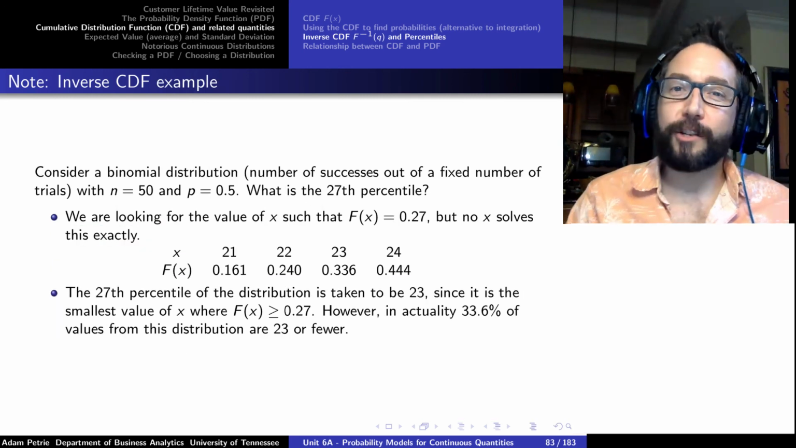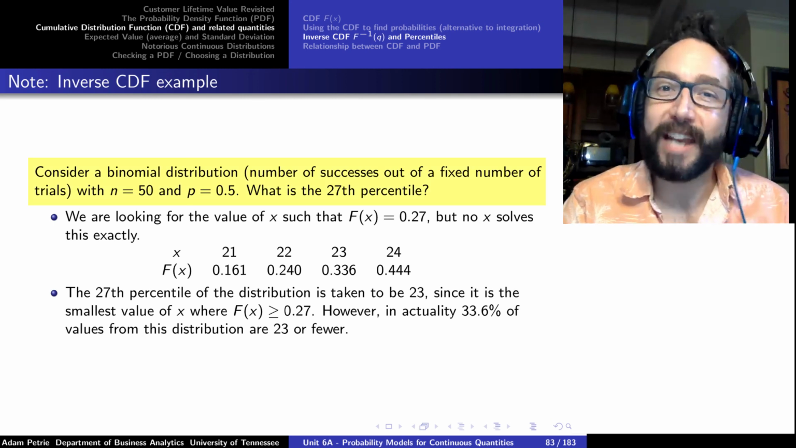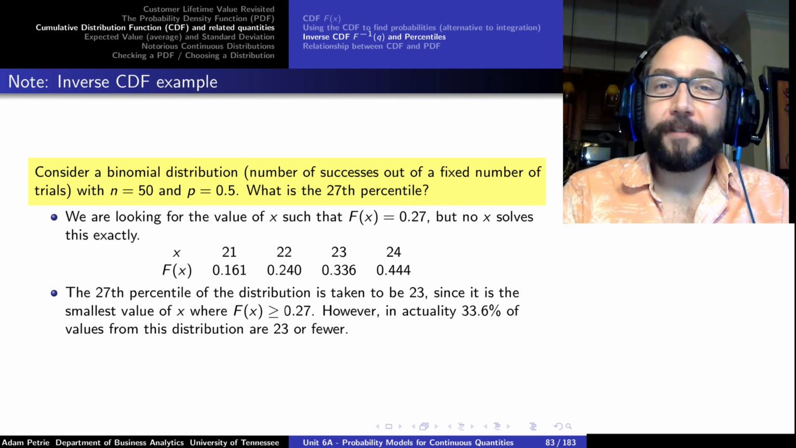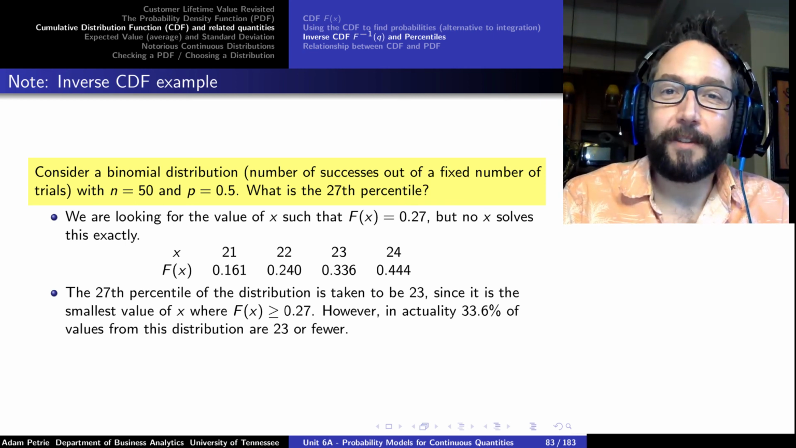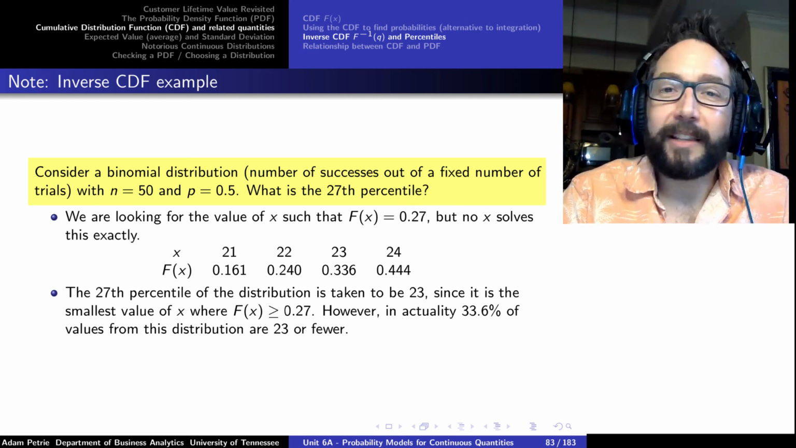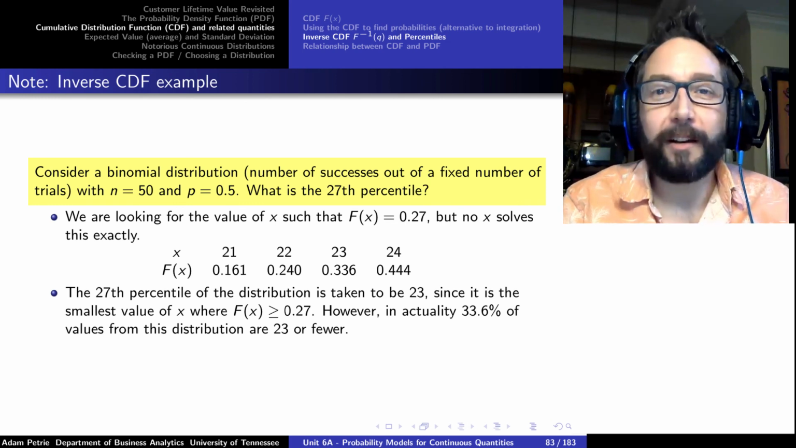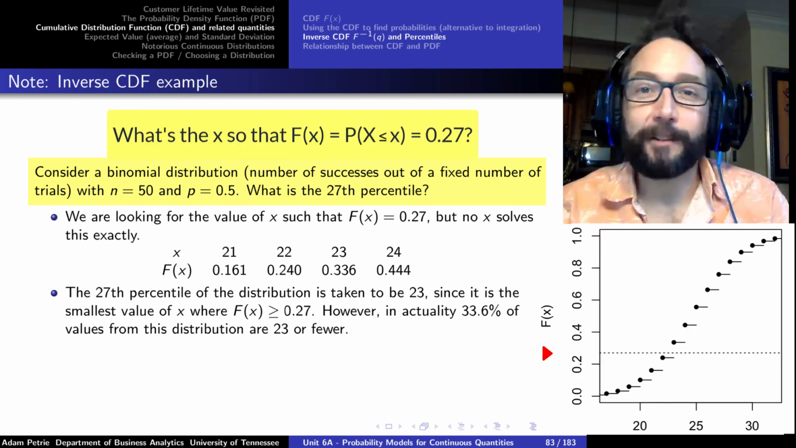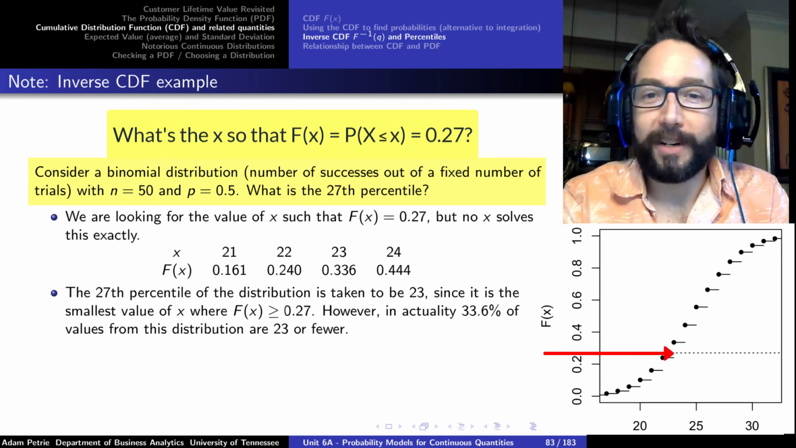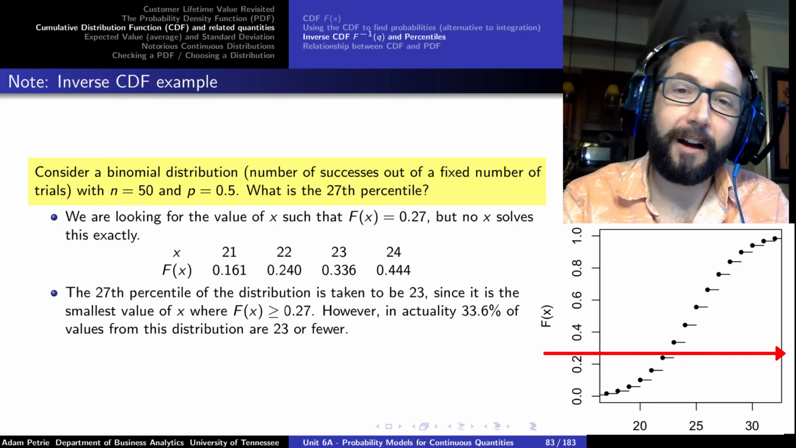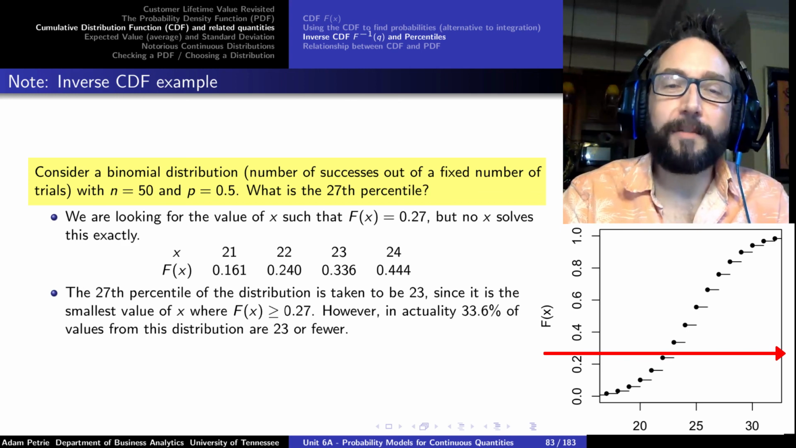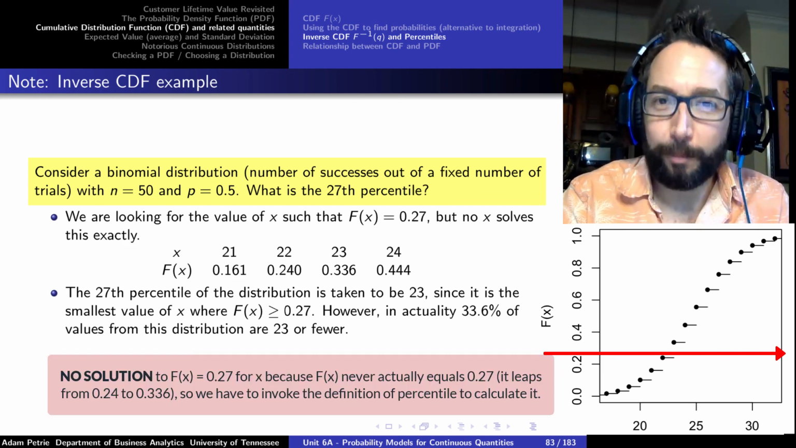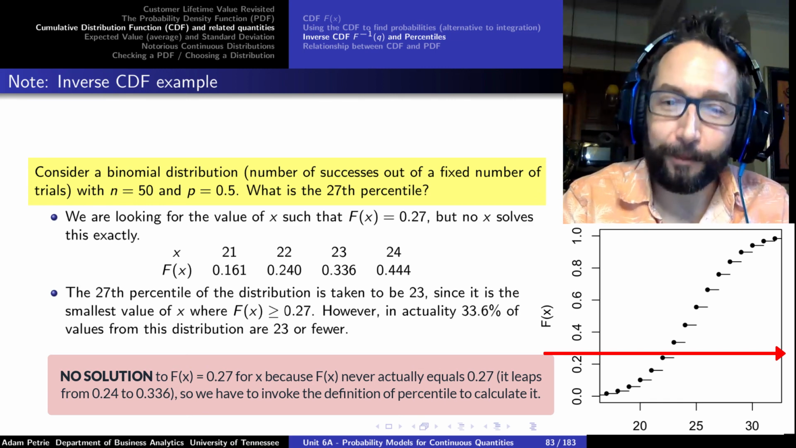One of our notorious distributions is the binomial distribution, counting up the number of successes out of n trials. So maybe we did 50 trials. The probability is 50% of success. I might like to know what's the 27th percentile. What value of x is it so that the probability of observing that value of x or something smaller is 27%? All right, well, unfortunately, there is no value of little x that solves that equation, big F of little x is equal to 0.27. And so I have to appeal to my definition.